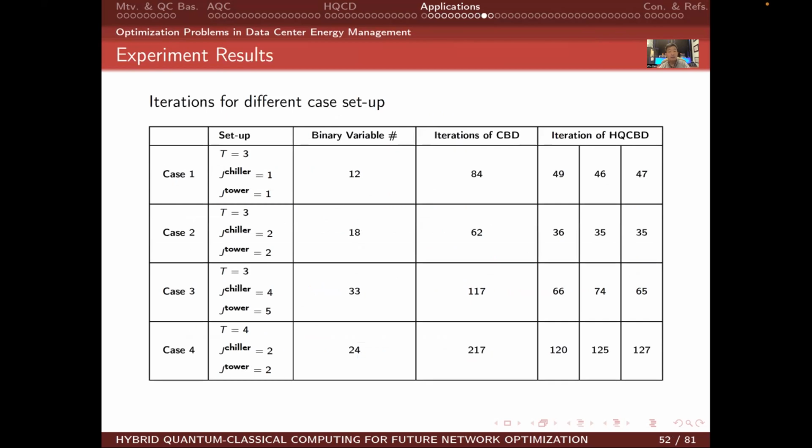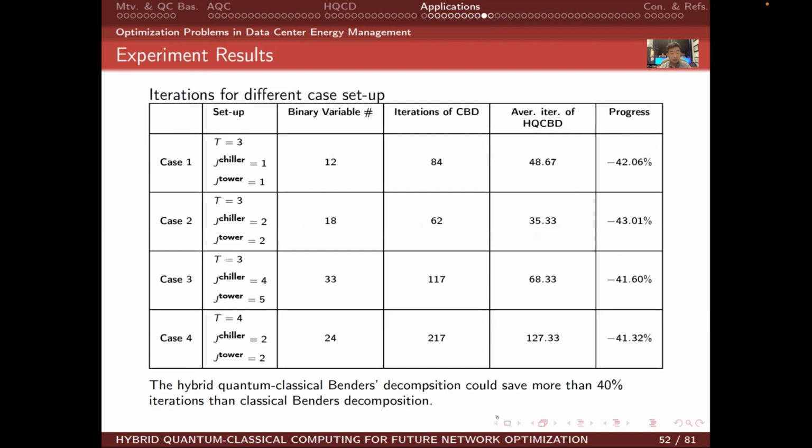And then we discuss the three cases. This is the setup for these three different cases with different binary variables and iterations. And here is a case for the different methods and different setups. So with the hybrid quantum classic Benders decomposition, we can see that it could save 40% of iterations compared to the classic Benders decomposition.